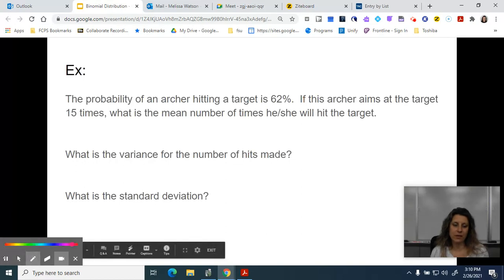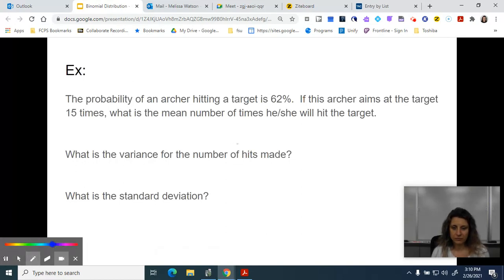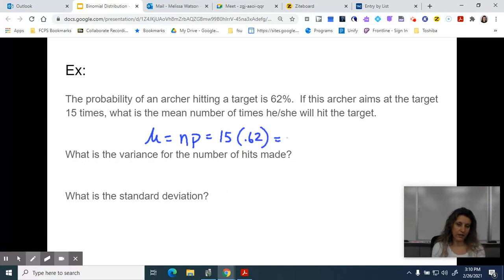Okay, our first example for calculating those is that archer example that we looked at before. So the probability of hitting a target is 62%. The archer is aiming 15 times, and we want to know what is the mean number of times he or she will hit the target. So to find the mean, we multiply n times p. So n here is 15 times, and our probability of hitting is 0.62. So let's go ahead and multiply those, and that's going to tell me on average how many times he or she is going to hit the target.